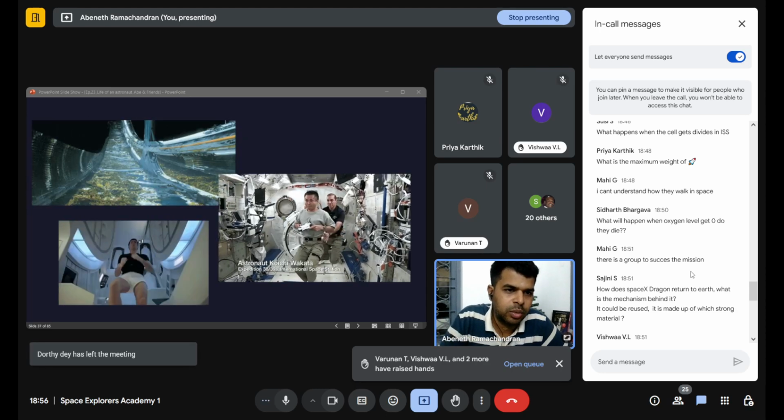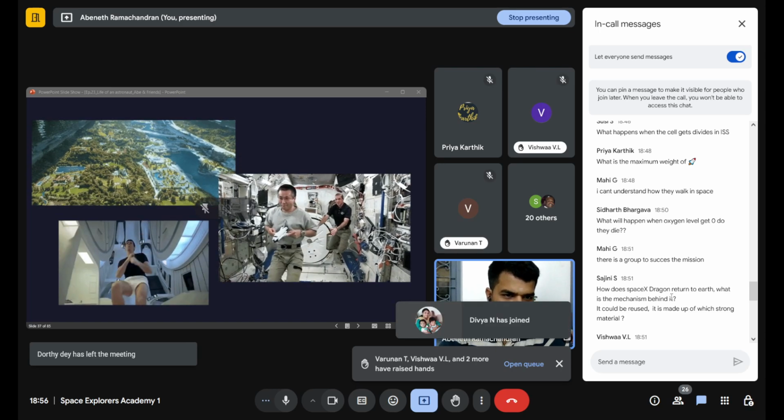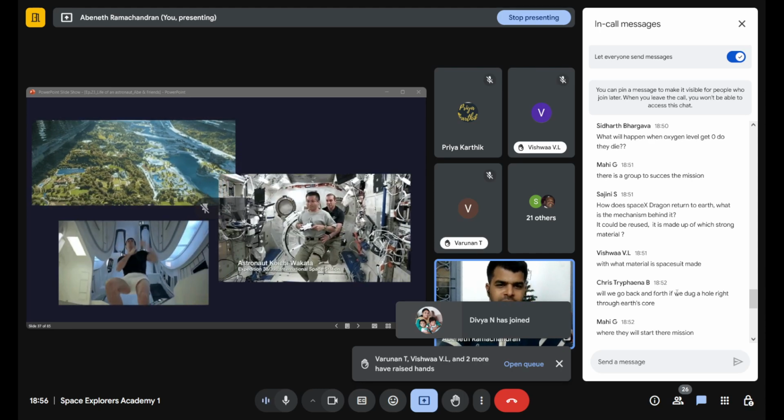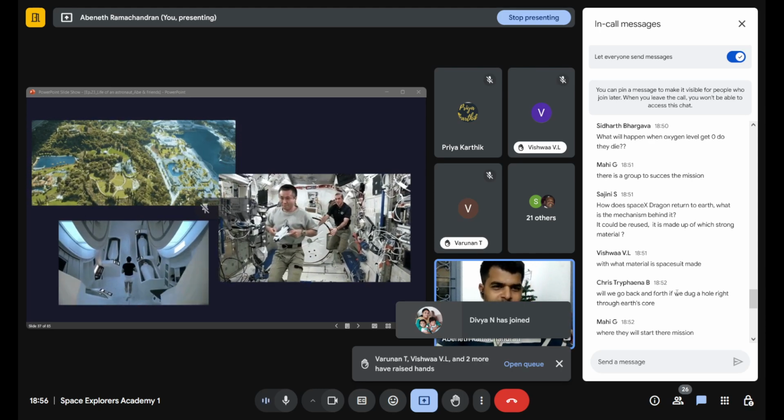There is a group 2 success in the mission. How does SpaceX Dragon return to Earth? What is the mechanism behind it? Okay, I will explain it later, not now. It is a very long process to say.